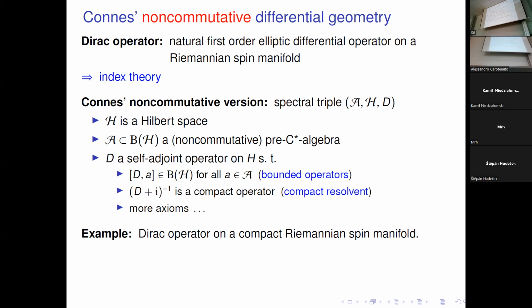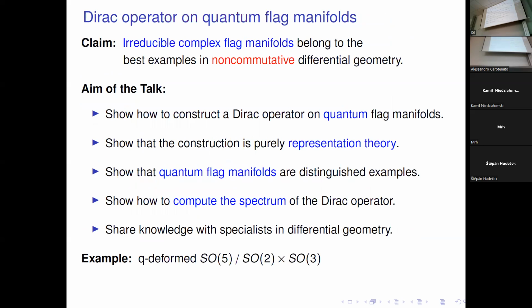construct exactly on the examples from Alessandro, the irreducible quantum flag manifolds. So the aim of the talk, which I probably won't have the time for, is first: on the irreducible complex manifolds, there is really a way that you can construct a Dirac operator, and all the ingredients are already given. And it starts with a differential calculus, which Alessandro already introduced.